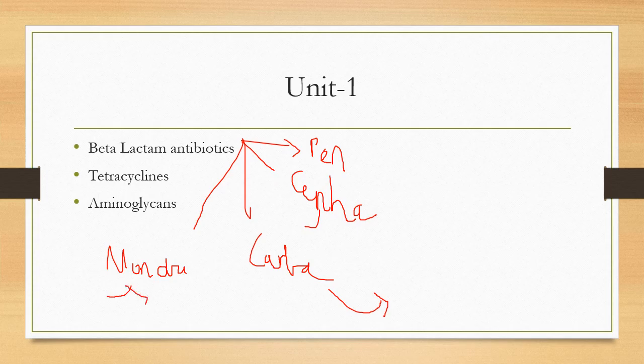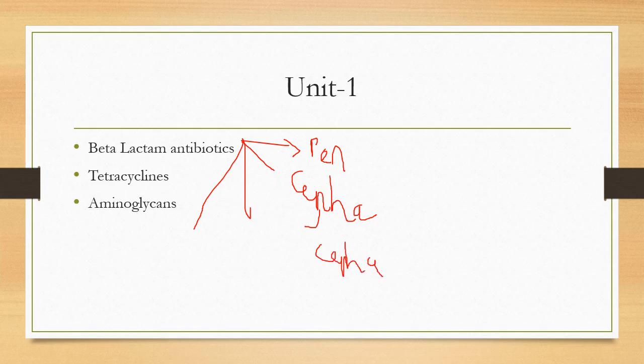In cephalosporins we have 5 generations, and out of which the 3 generations have further classification as oral and parenteral. They mainly include cefalexin, cefazolin, cefadroxil, cefuroxime, cefixime, cefepime. These are a few important examples of cephalosporin.